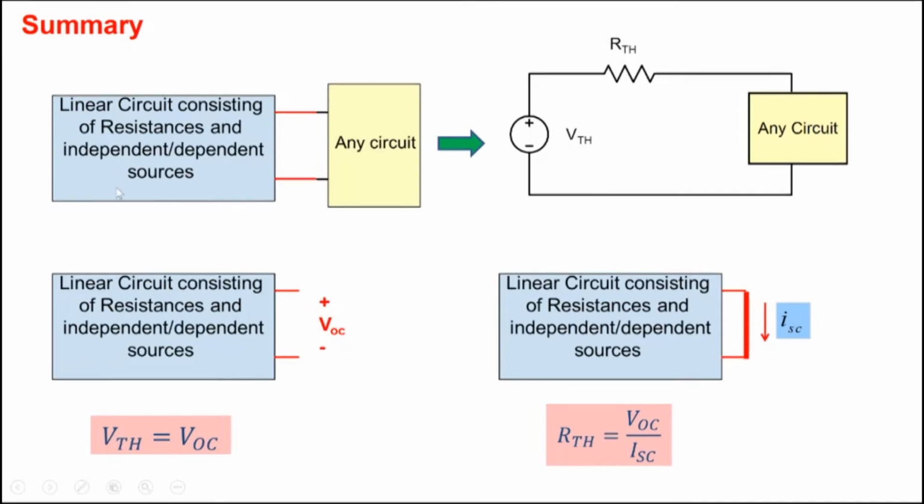So any linear circuit consisting of any number of resistors, any number of independent and dependent sources can be converted into a Thevenin's voltage and a Thevenin's resistance across a pair of terminals here.